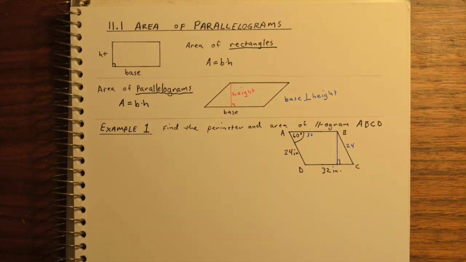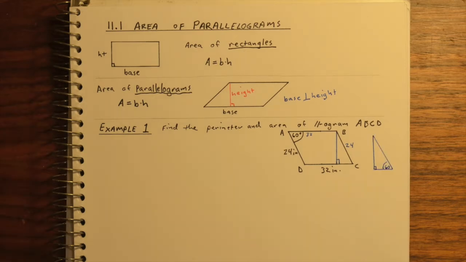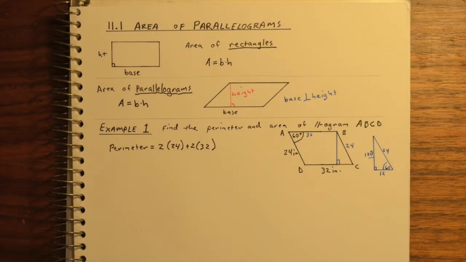Then if you think about the triangle made from BC and its height, since opposite angles are congruent, I know I've got a 30-60-90 triangle. And if that length, the hypotenuse, is 24, I know the short leg is 12, and the long leg is 12 root 3. And so that means the height of the parallelogram is 12 root 3.